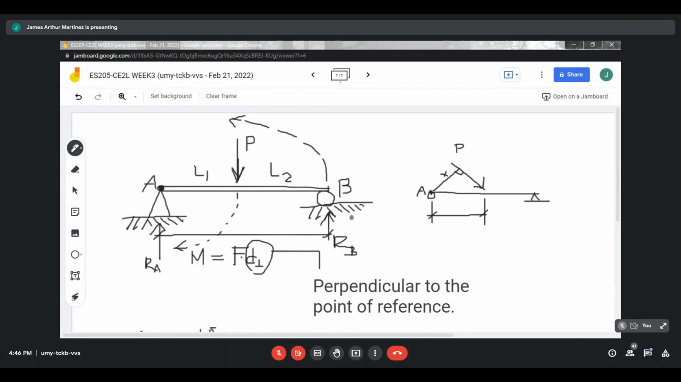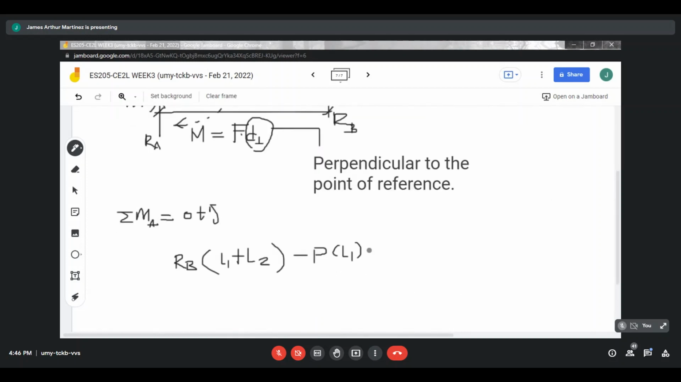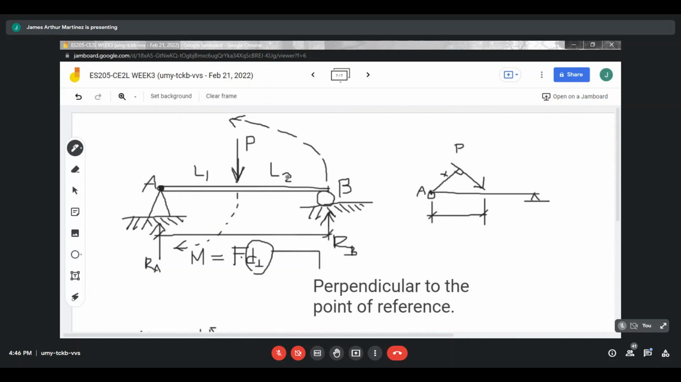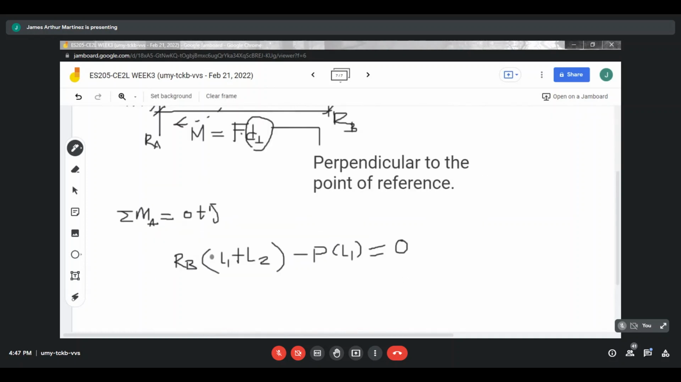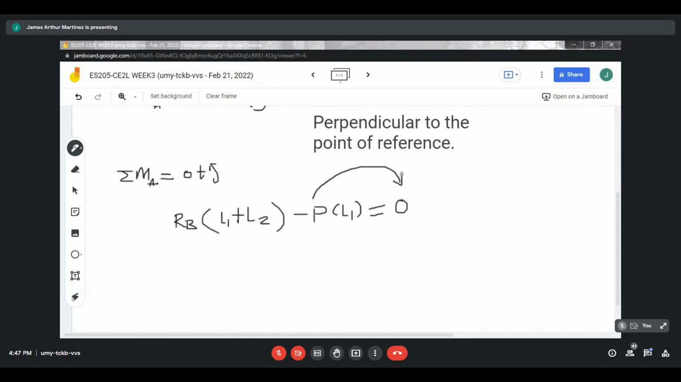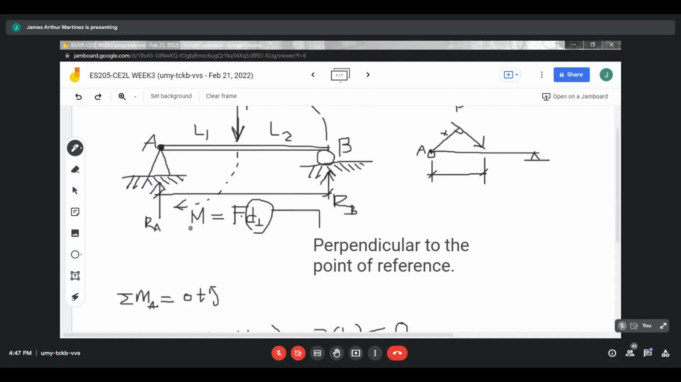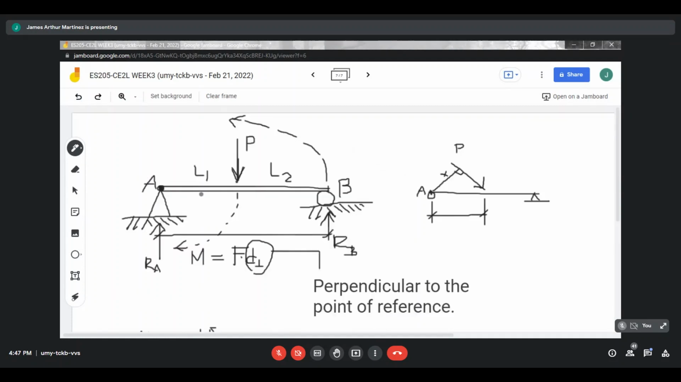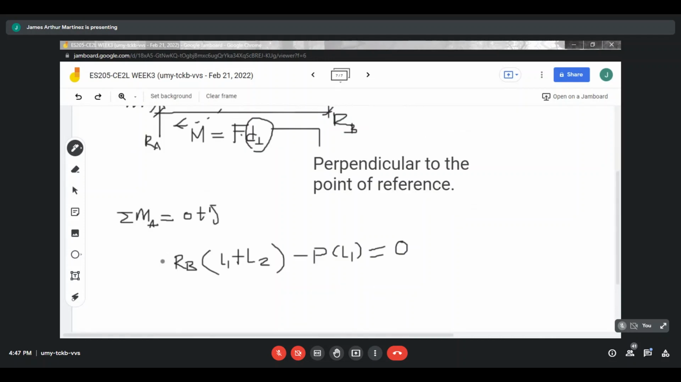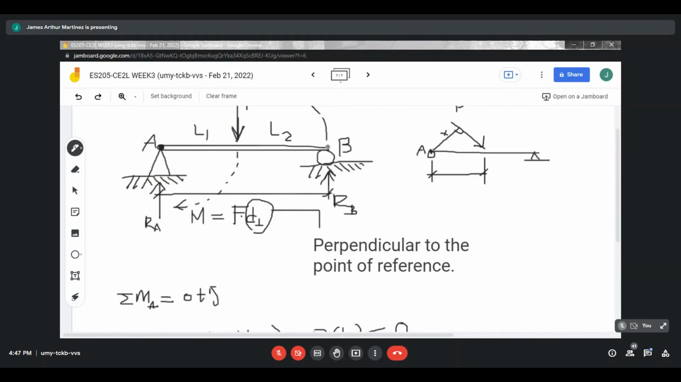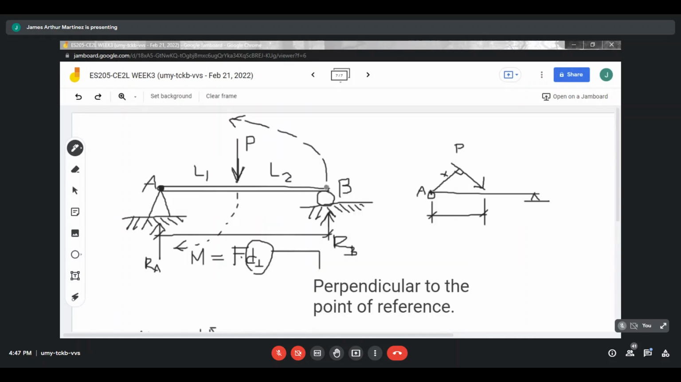Okay? So is there another force involved? Right, none. So just RB or force P, equal now to 0. So if given your P, L1 and L2, you can get the reaction at B. You transpose it to the other side, divide by L1 plus L2, then you'll have your reaction at point B. And then if you want the reaction at point A, you can take summation of forces again at point B.